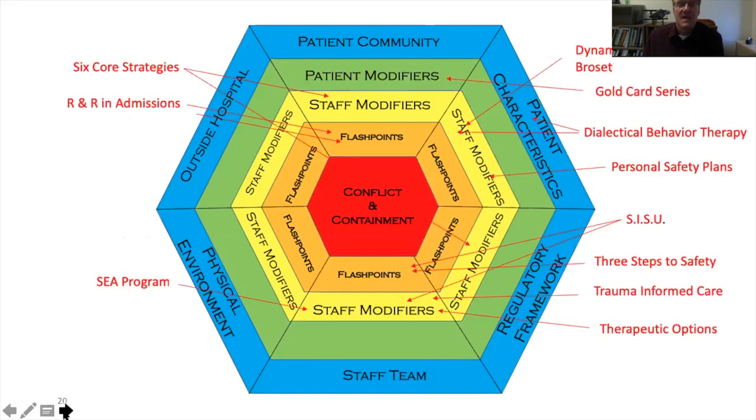Okay, so you can see from this, the idea behind here is not to put in every arrow that we could or anything like that, just to make the point that the Safewards model is the broad conceptual model for conflict and containment reduction in the state of New Jersey's psychiatric hospitals. And it's very helpful in that regard.